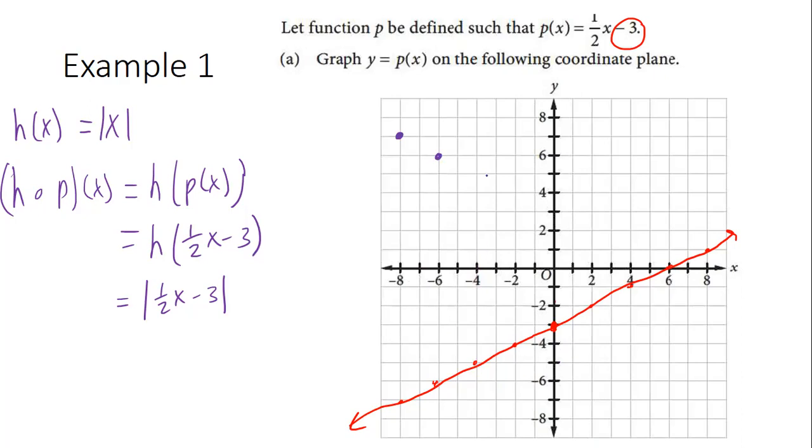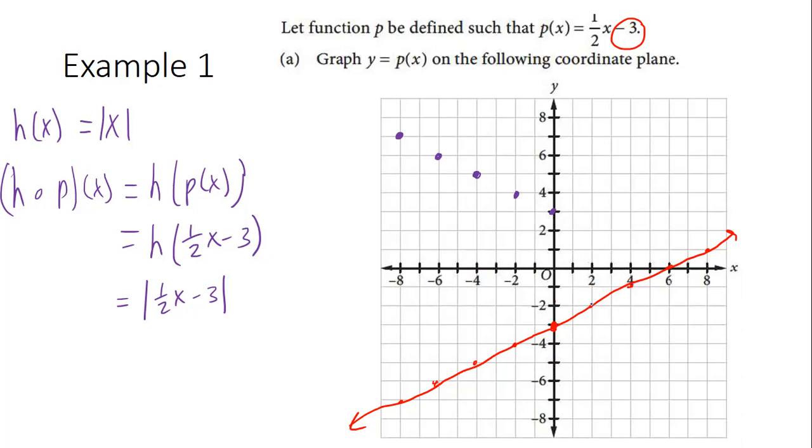It's going to be -4, +5, right? And then at -2, I'm at -4. It's going to become -2, +4. At 0, I'm at -3. It's going to become +3.